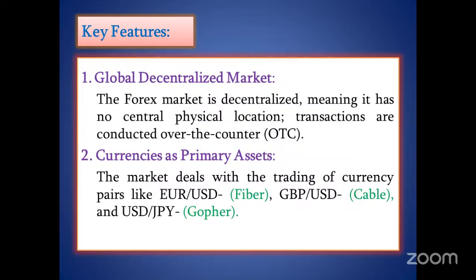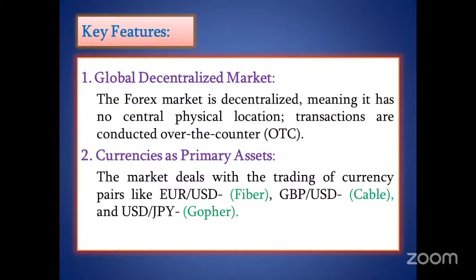So the market deals with the trading of currency pairs like euro and USD, United States dollar, that is known as fiber. That is an important aspect when you are exchanging euro and USD. Or else GBP, Great Britain pound, and USD, United States dollar, that is known as a cable. So when these two countries are exchanging, that is a cable.